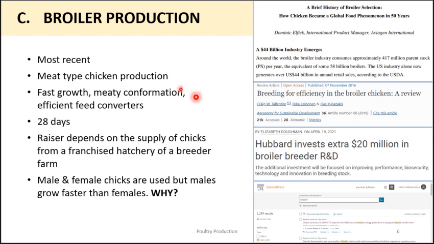Yan, breeding for efficiency in the broiler chicken. Daming nag-i-invest na company in broiler breeder production kasi apart from being a source of food and income, nakikita siya na alternative to pork and beef, no? So, aside from mas konti lang yung space required for raising broiler chickens, mas madali silang alagaan, and konti lang yung labor required if you compare it to swine and large animals.